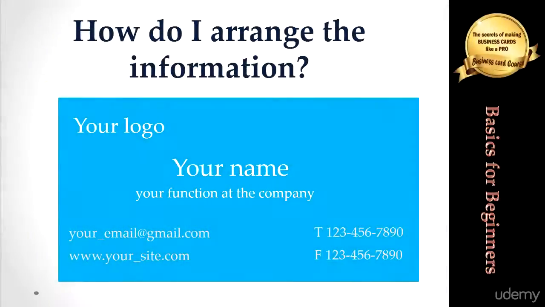How do I arrange the information? The person's name or the business name is usually placed in the center or upper half of the card. The contact information is usually placed in the lower half of the card on the left, right, or center. The logo is placed in the upper left of the card, followed by the headline, so that people who don't know the name of the company can find it easily.